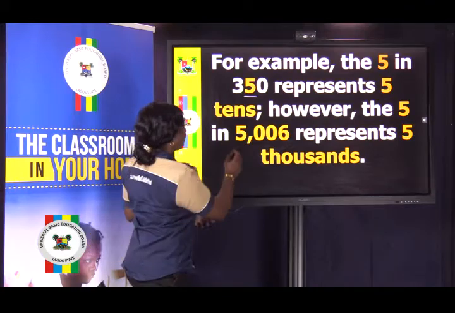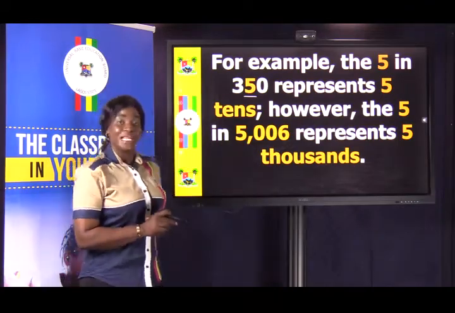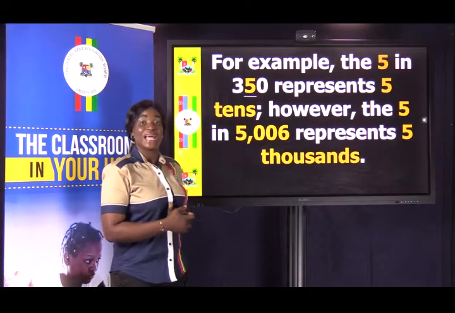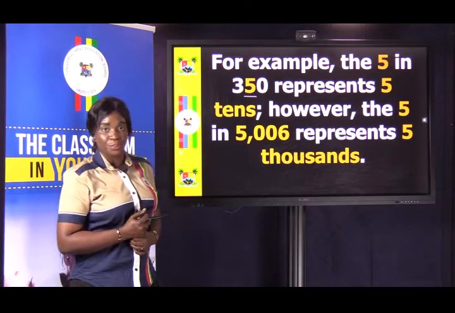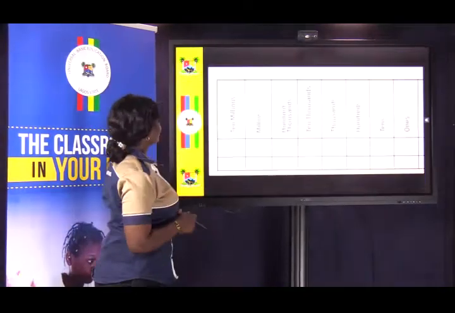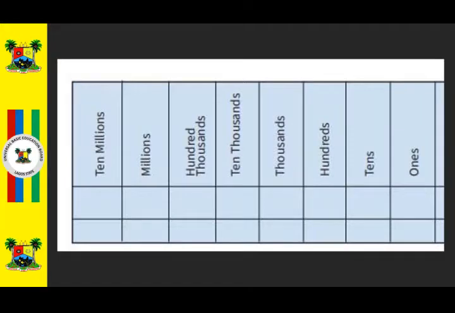However, the 5 in 5006 represents 5000. The place value, the position where it's standing in this number, is the thousands position. Let's go on. This is the place value grid. These are all the namings or words which we use to name numbers in place values.